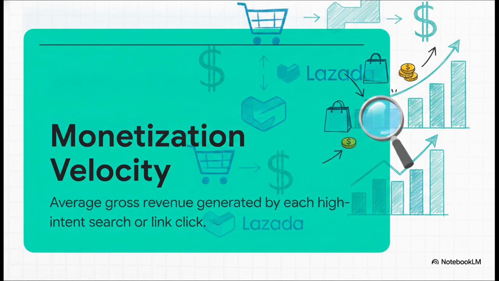Next up, to figure out that return, we've got a metric called marketplace monetization velocity. This one just tracks the actual real-world cash value of a customer once they're driven to search for the brand. Like, if someone searches for ABC Limited on Shopee or Lazada, how much gross revenue does that specific search historically generate? That is our monetization velocity.